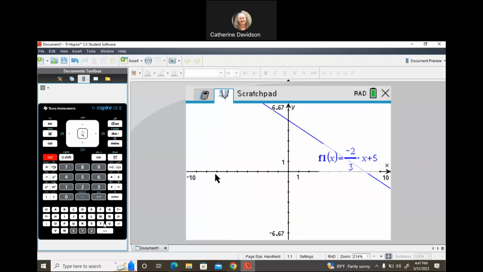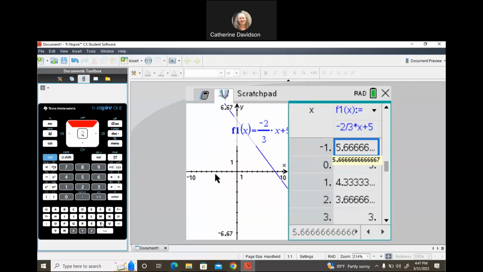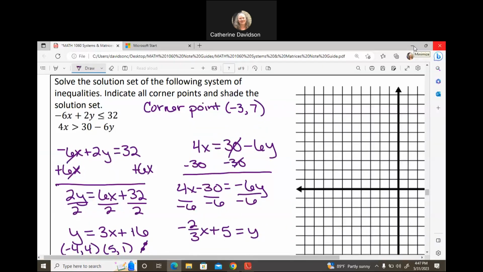All right. Control T gives me a table. So I have a point at 3, 3 and 0, 5. Looking at that inequality, it's just a greater than, and there's no line underneath it. So that line is actually going to be dashed.